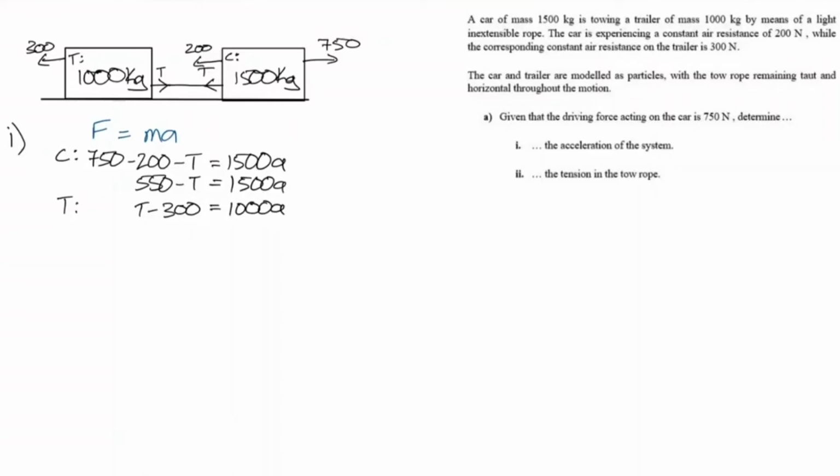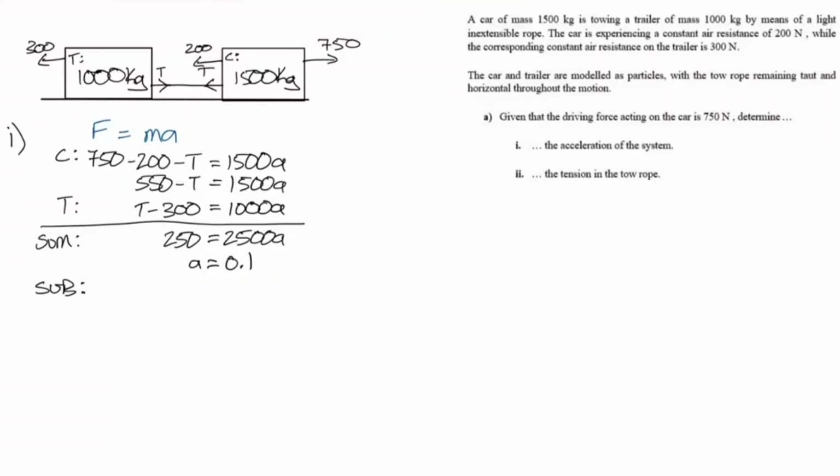Okay. As usual, this is the technique to use. We're going to add these two motion equations together. That's going to eliminate T, meaning we can solve for a. So as we add them together, as we sum them together, we get 250 equals 2,500a, and in an instant, we know that a is 0.1.